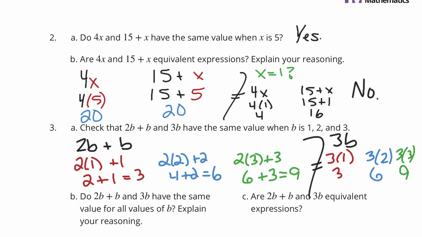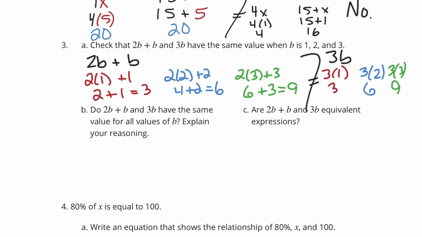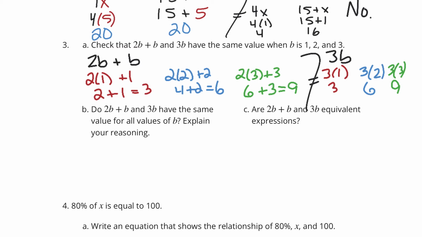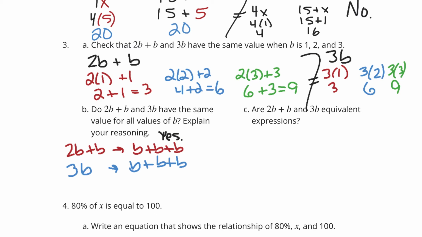And so as we look to answer parts B and C, do 2b plus b and 3b have the same value for all values of b? And quite frankly, we can say yes. And for my explanation, 2b plus b can be broken down into b plus b plus b. Well, there's 3 b's there. And 3b, likewise, is just b plus b plus b. They're the same thing, just written 2 different ways.